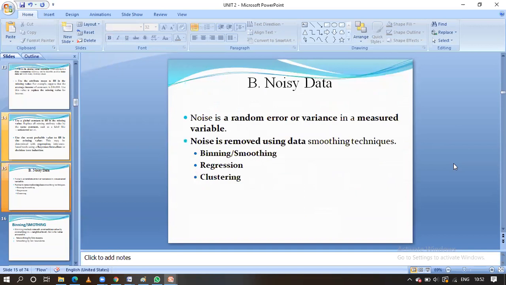Till now we have seen missing values. The next one is noisy data. How do we rectify noisy data? With the help of the binning technique, regression technique and clustering technique, we find out the noisy data and rectify it.